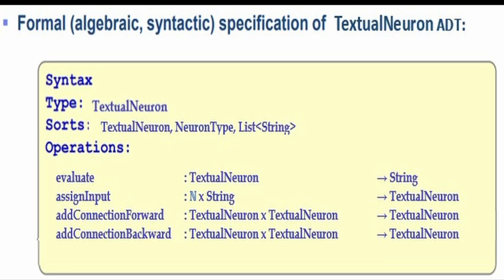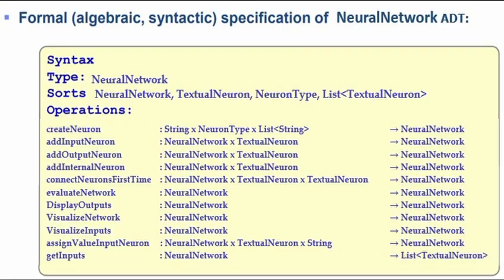First of all, we'll dive into the textual neuron's algebraic specification, where its operation gives us as a result either a modification of the textual neuron's connections or the result of the calculation of the output. As well, in our neural network ADT, we define all the operations that could be done in a network, defining the parameters that are going to be needed to execute them.